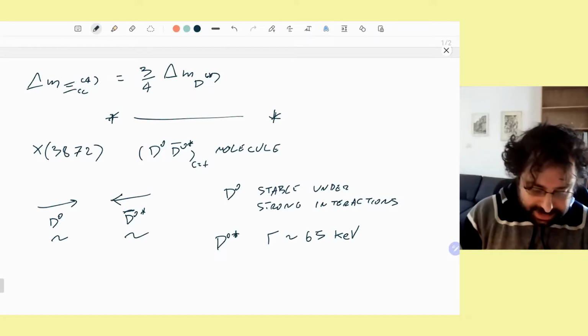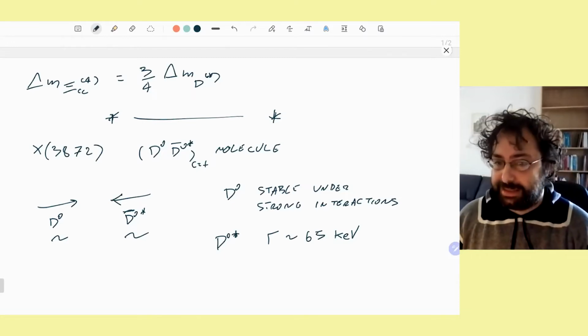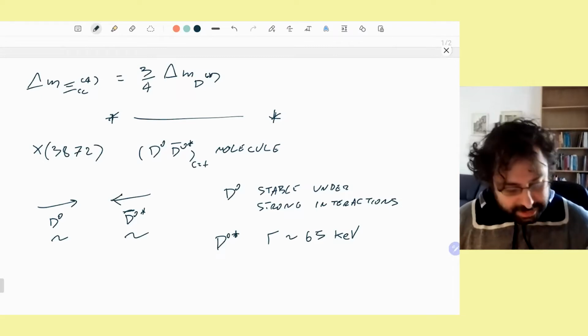So there is a reasonable limit where you can neglect the fact that these states are actually unstable, and then you can discuss the possible scattering of these two mesons.